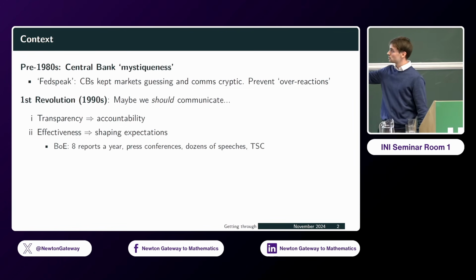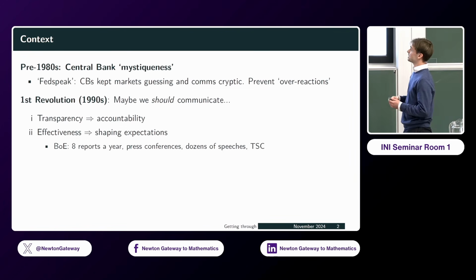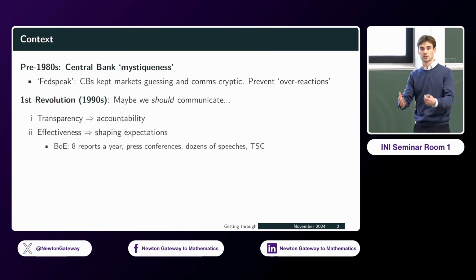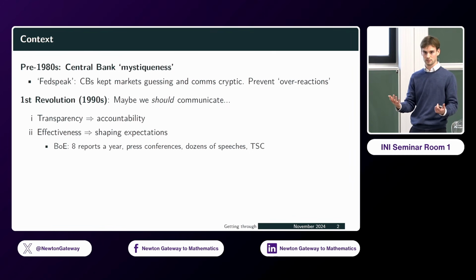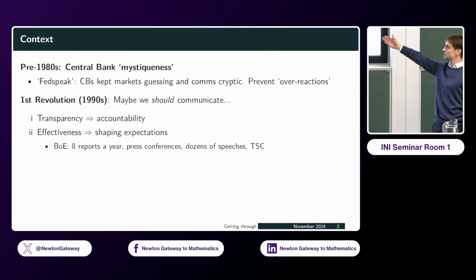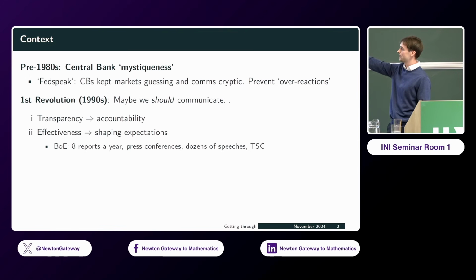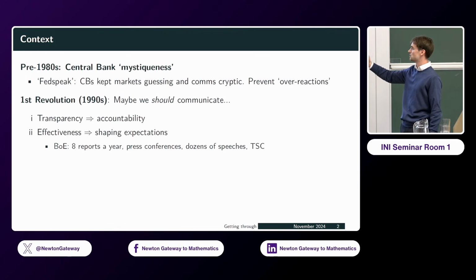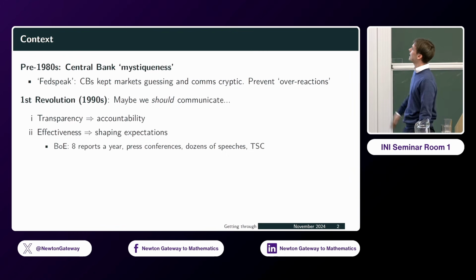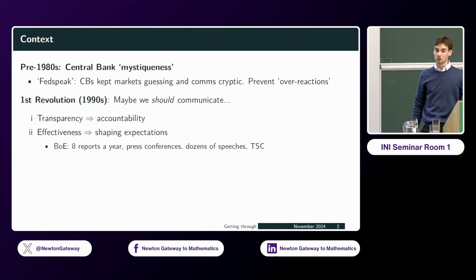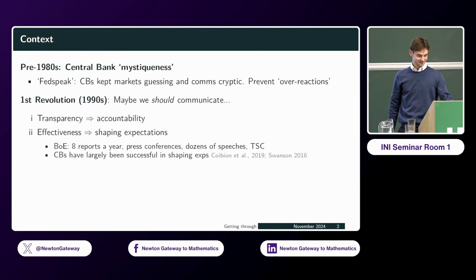And so over the past 20, 30 years, there's been this revolution. Not just the Bank of England, but central banks all over the world have started to communicate much more information each year. Now the Bank of England publishes 8 reports per year. We have multiple press conferences, dozens of speeches by members of the committees, and Treasury Select Committee hearings, which are all on YouTube if you want to go see them.